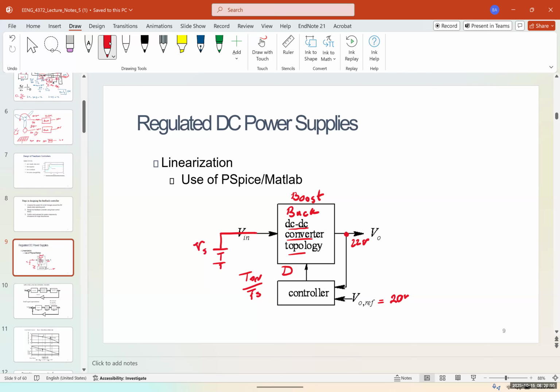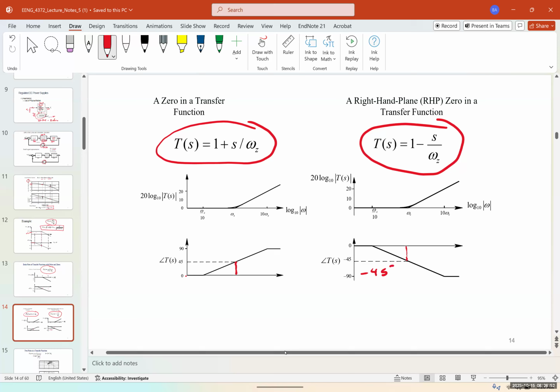One of them is 45 degrees, the other one is negative 45 degrees. And one is becoming positive, the other one is negative. But the magnitude, both of them are going to be equal to positive 1. You can see the zero in the transfer function here.